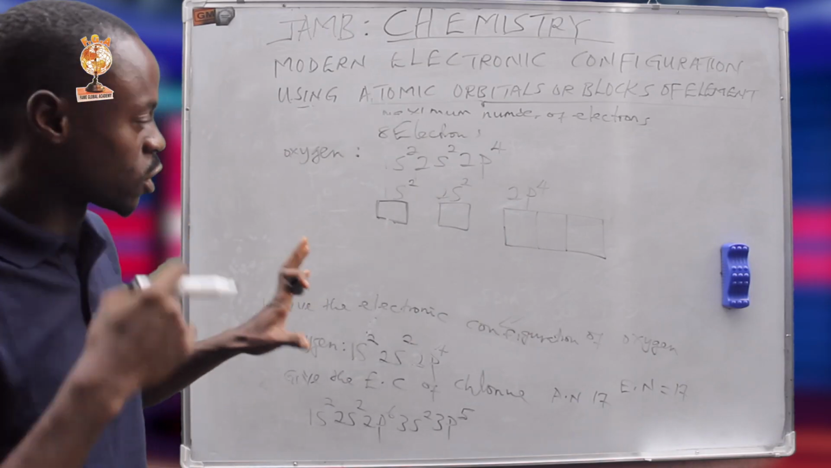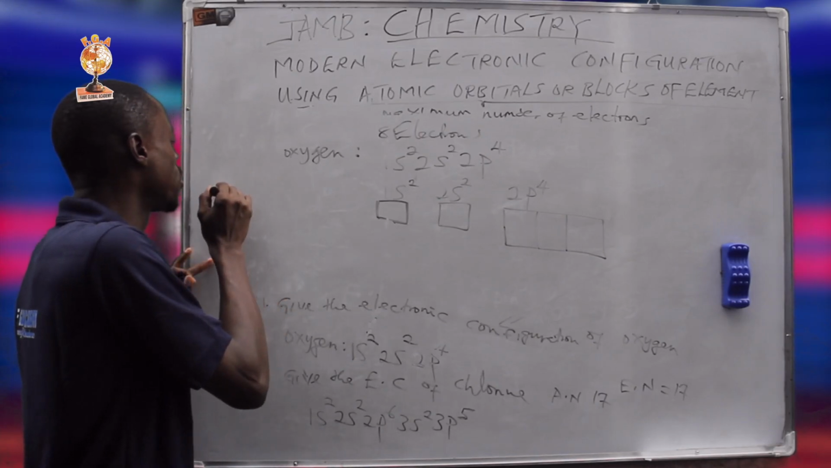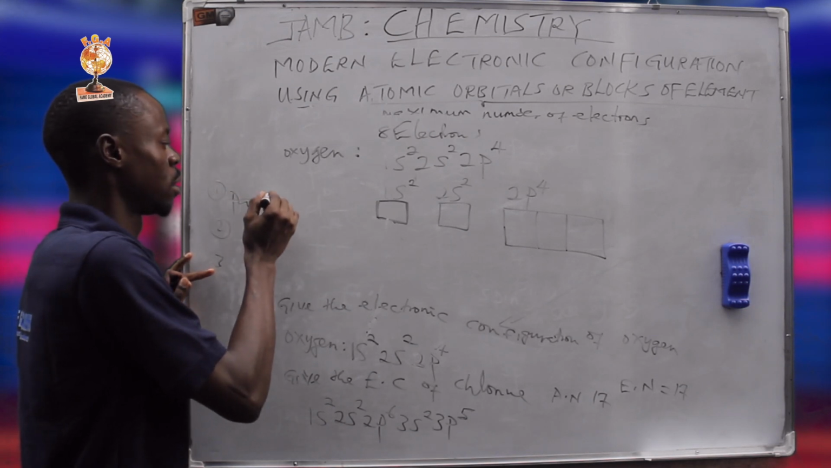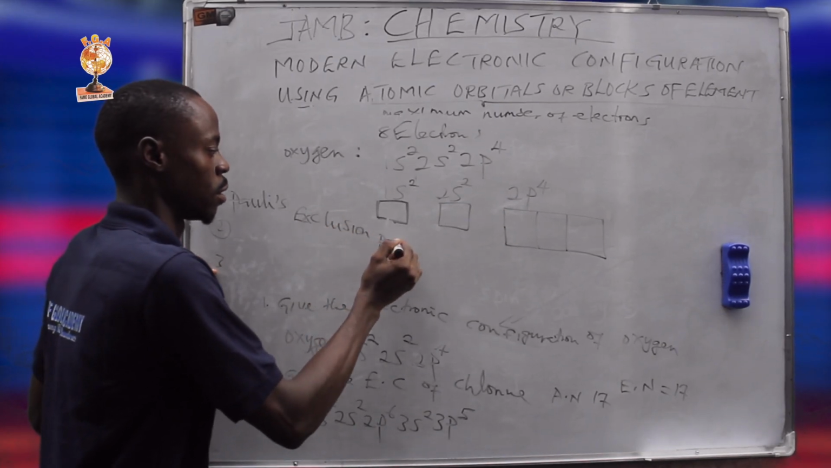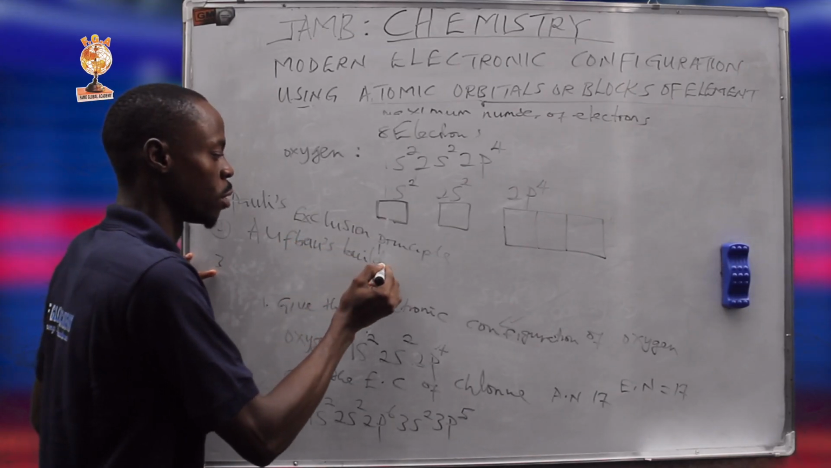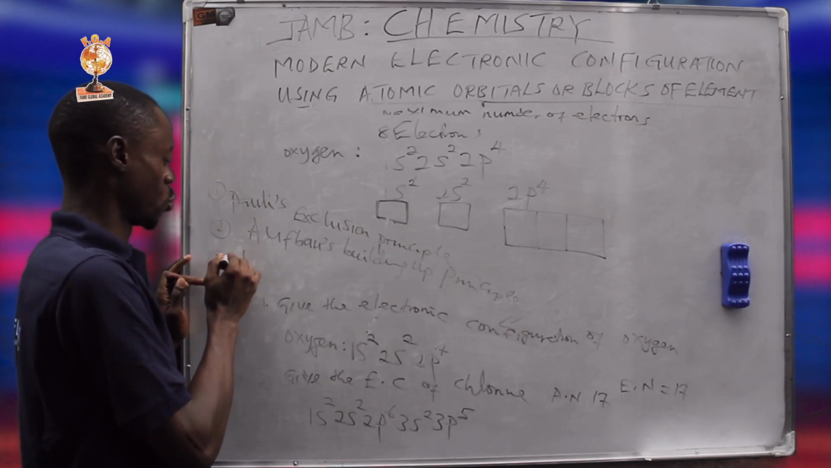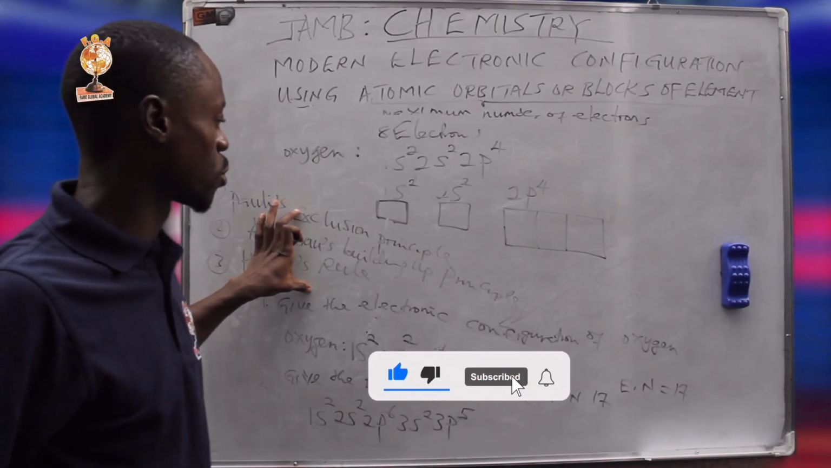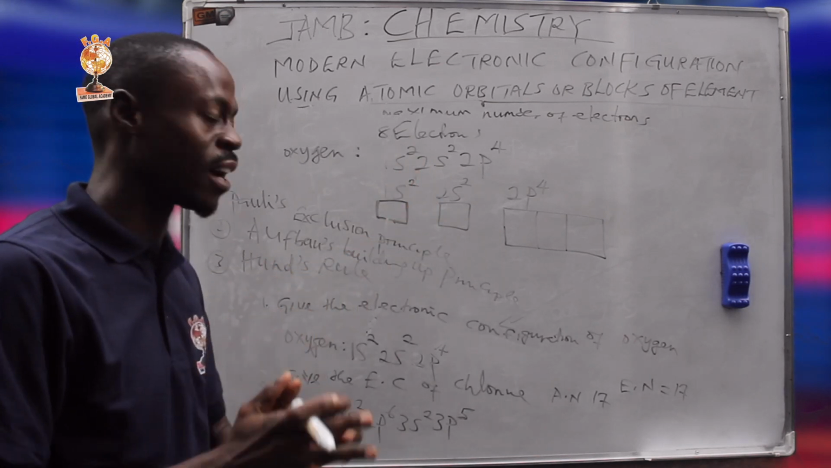There are rules or principles guiding the filling of electrons in orbitals. We have 3 rules, so I will name them. We have Pauli's exclusion principle, Aufbau's building up principle, and then Hund's rule. These 3 laws or principles enable us to fill electrons in atomic orbitals with ease.